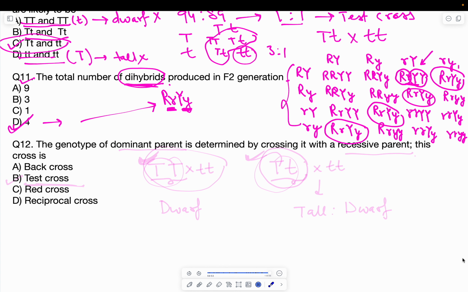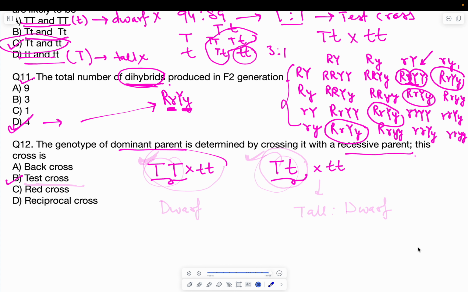The next question is, the genotype of a dominant parent is determined by crossing it with a recessive parent. So this type of cross is the test cross. In a test cross, you selected two tall plants and you are not sure about their genotype, whether it is homozygous dominant or it is tall because of the heterozygous condition. So what you will do, you will cross it with the recessive parent, right?